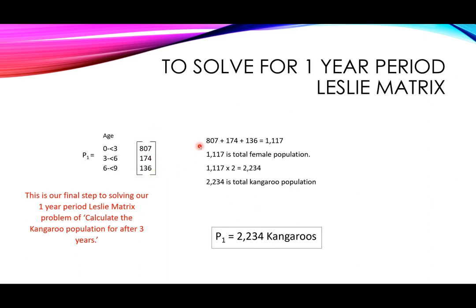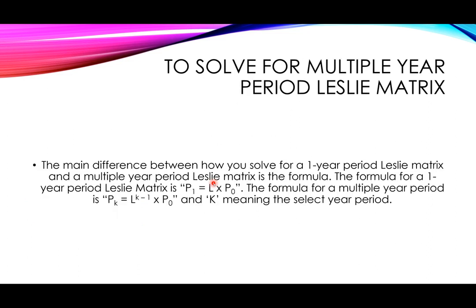And all we have to do now is add all of these up to get 1,117, which is our total female population, because we had to subside the male population due to birth rates or fertility rates. And now we have to times the whole number by 2, which just gets us to 2,234. And that gives us our total kangaroo population after our 3-year period. So that's that example question done.